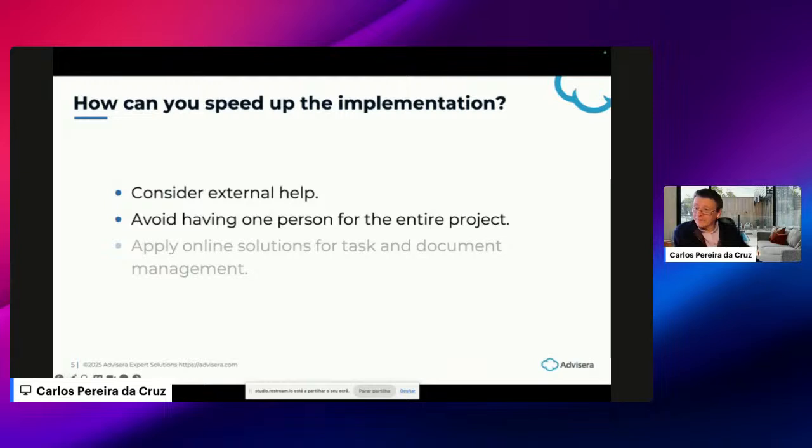Okay. Now, last one is apply online solutions for task and document management. So consider using online solutions for managing tasks and documents. So the implementation team should be involved in developing the necessary documents. However, using templates can significantly speed up the documentation process. Templates simplify dealing with technicalities or more tedious parts of the implementation, allowing focus on maintaining, updating, and aligning the system with the ISO 9001 standard.